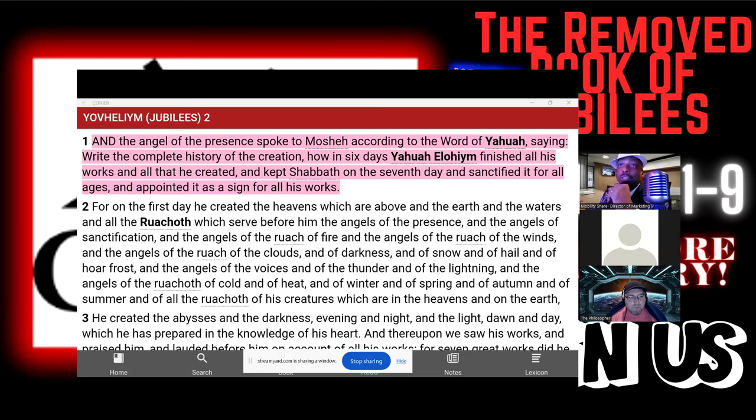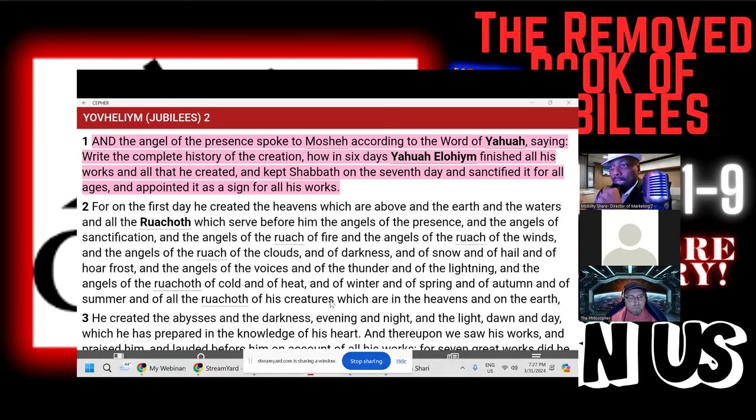And the angels of sanctification, and the angels of the spirit of fire, and the angels of the spirit of the winds, and the angels of the spirit of the clouds, and of darkness, and of snow, and of hail, and of hoar frost, and the angels of the voices, and of thunder, and of lightning. And the angels of the spirits of cold and of heat and of winter and of spring and of autumn and of summer and of all the spirits of his creatures, which are in the heavens and on the earth.